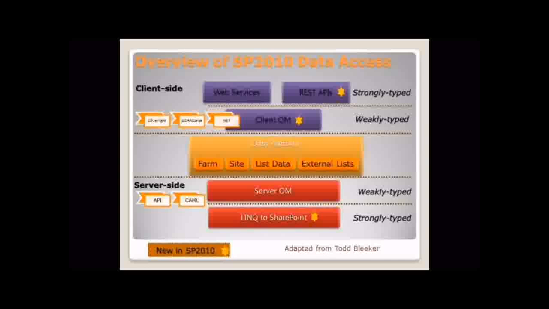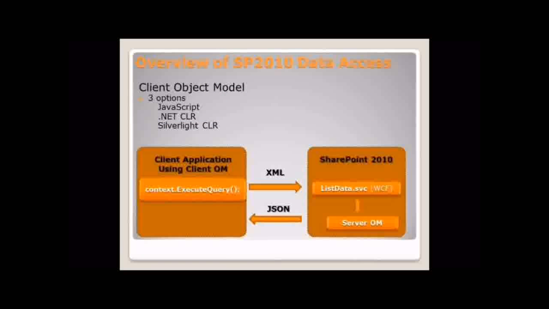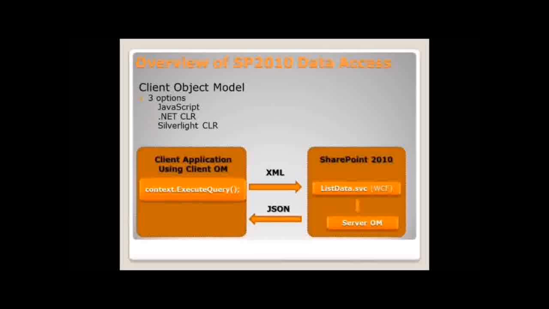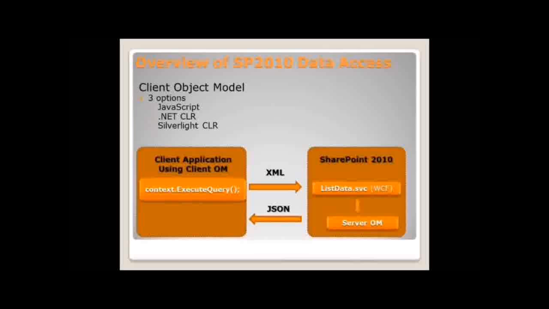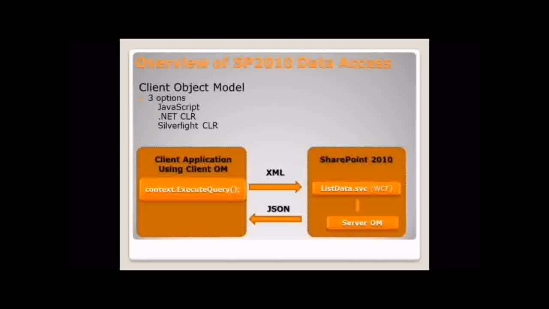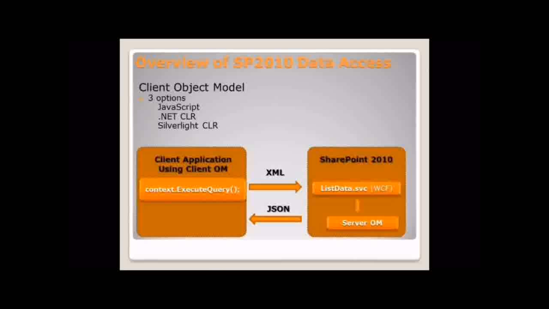Now that we've taken a look at all the data access options in SharePoint 2010, we're going to drill down to using the client object model. You have three options for using the client object model. You have the two managed code options, which are the .NET CLR and the Silverlight CLR. Lastly, you have the JavaScript option. You really pick what you're working in. So if you would like a Silverlight application, go for that. If you're using .NET, obviously the .NET CLR is the right one. If you're outside of that, you'd go for the JavaScript option.